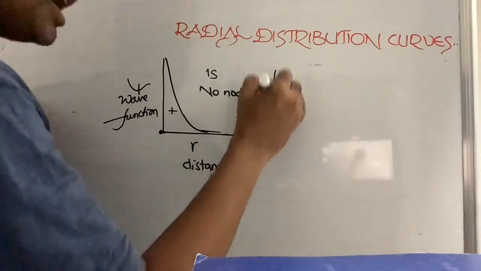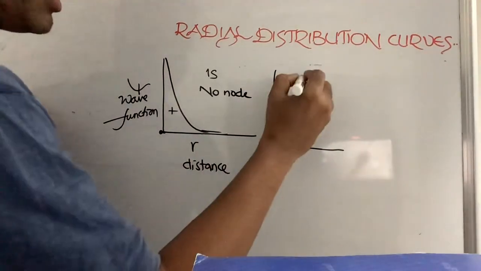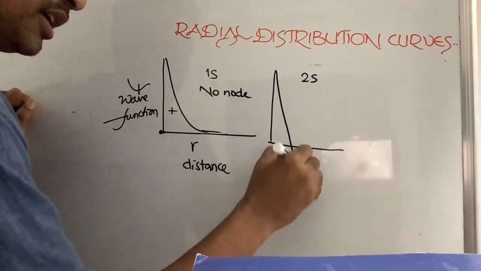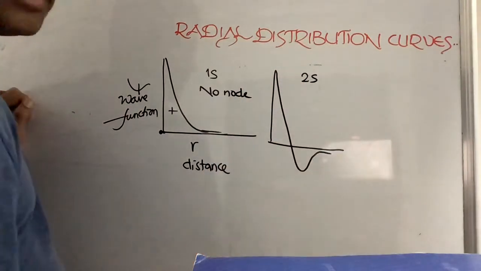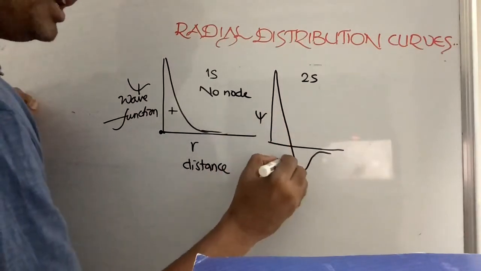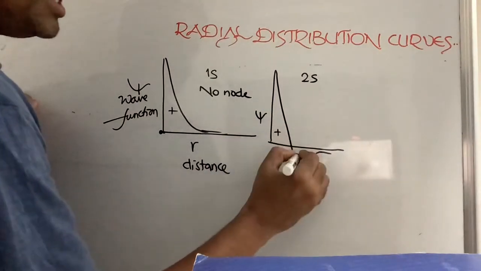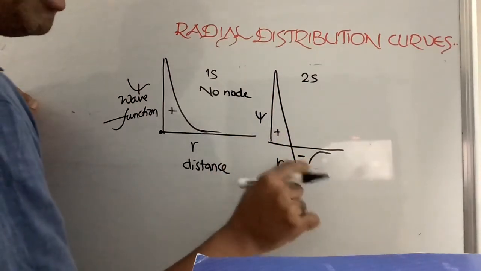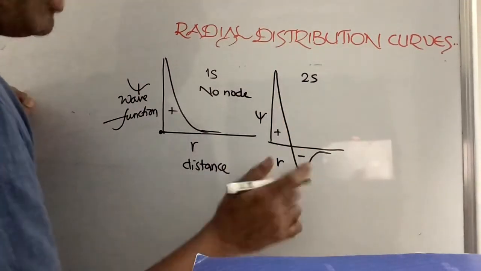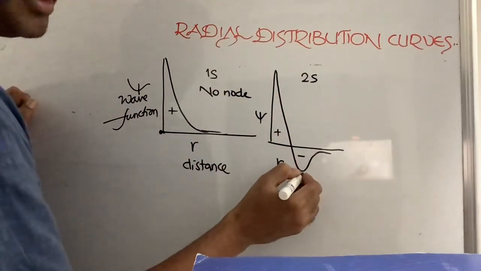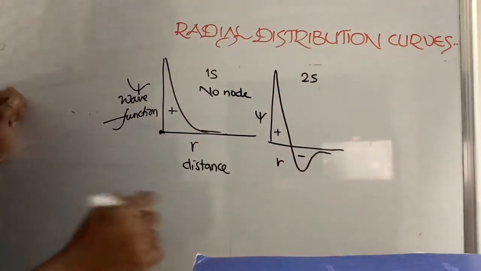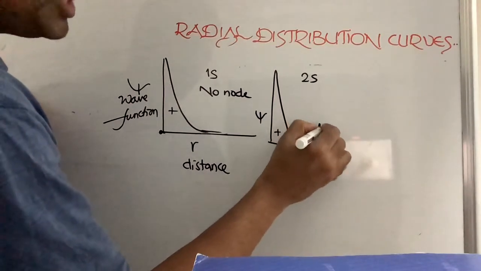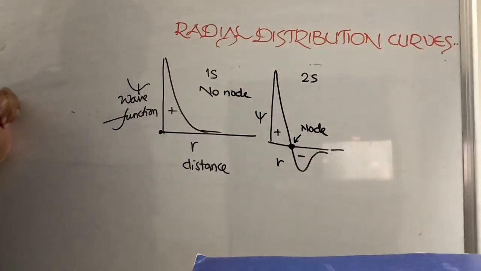For 2s orbital, it will be like this, starting from here, crossing this and coming like this. Psi versus r only. This is plus and this is minus, crest and trough type. Don't think that negative is minimum value. Both are maximum values only. This is highest point and this is highest point. Probability of finding electron is maximum according to that. And this point is node. There is one node for 2s orbital.